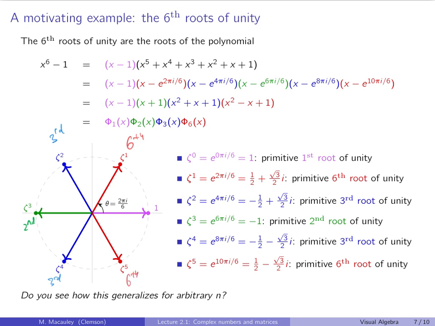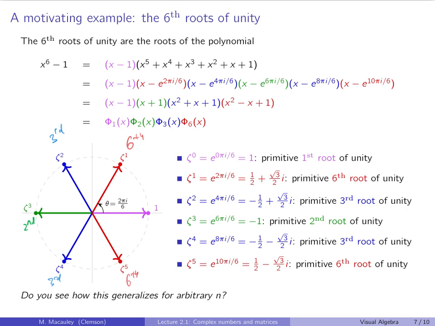So here's what I claim. This polynomial here, x squared minus x plus 1, the roots of this are the primitive 6th roots of unity. X squared plus x plus 1, the roots of this are the primitive third roots of unity. X plus 1, the root of this is the primitive second root of unity. And x minus 1, the root of this is the primitive first root of unity. And that's what I have here. I also have them in polar form and in Cartesian form.